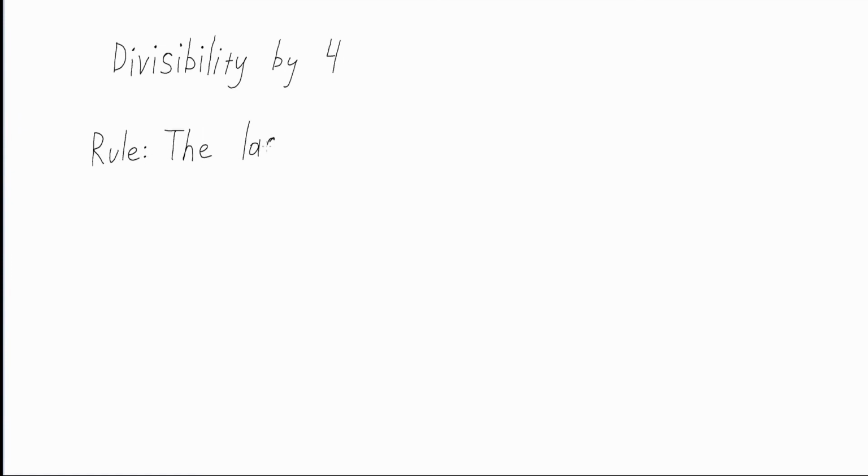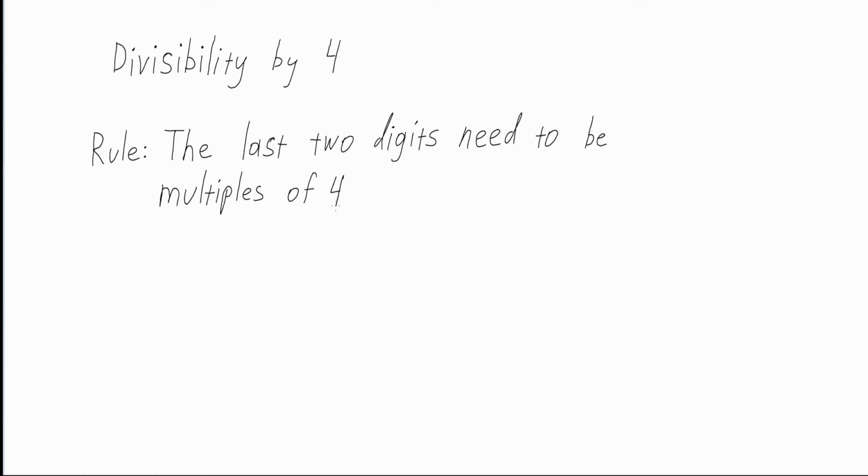To determine if a number is divisible by 4, the last two digits of the number need to be a multiple of 4. For example, here we have the number 57,852. The last two digits are 52. 52 is a multiple of 4. 4 times 13 will give us 52. This means 57,852 is divisible by 4.